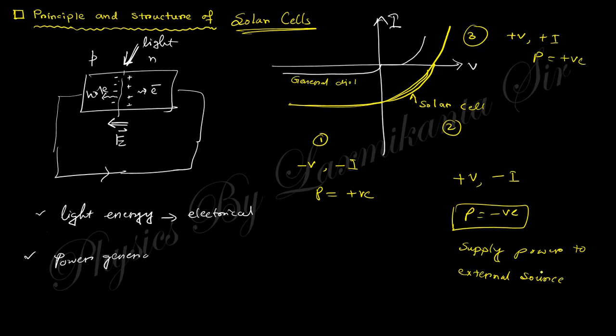Okay, so this is the solar cell. In this region we just draw this in the next slide. So this is V and this is minus I. So the diagram will be like that. This is the characteristics of solar cell. This is the IV diagram of solar cell, right?